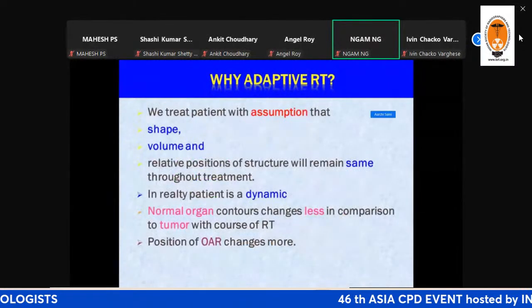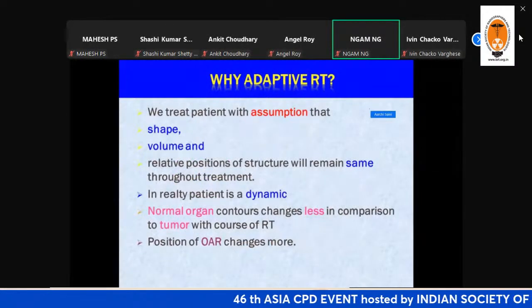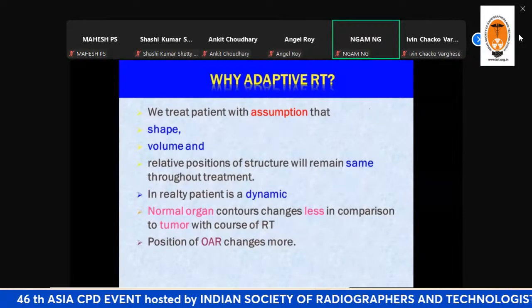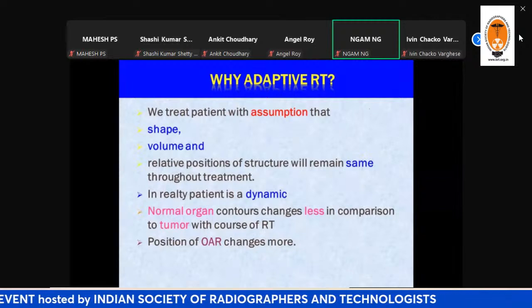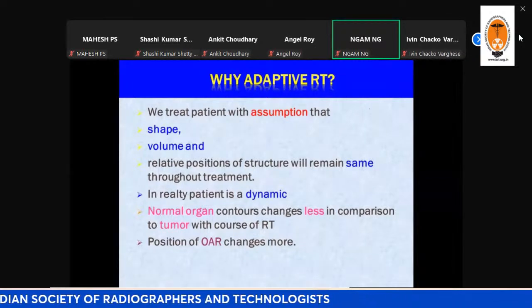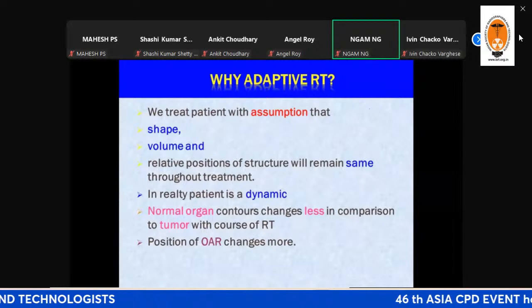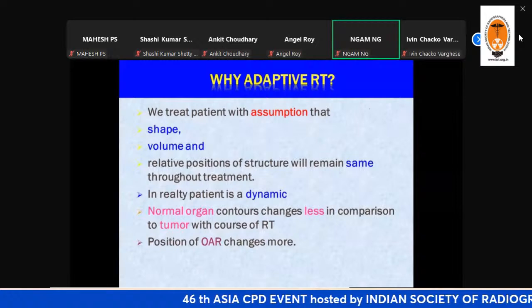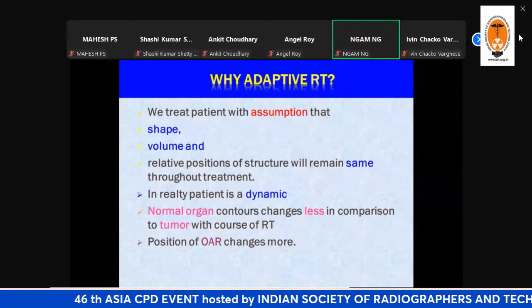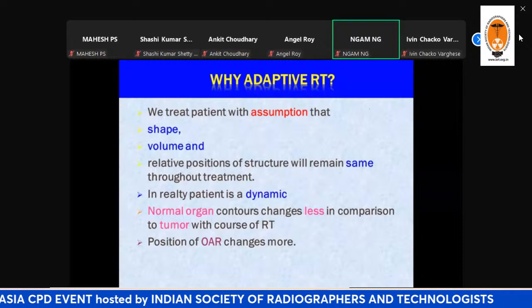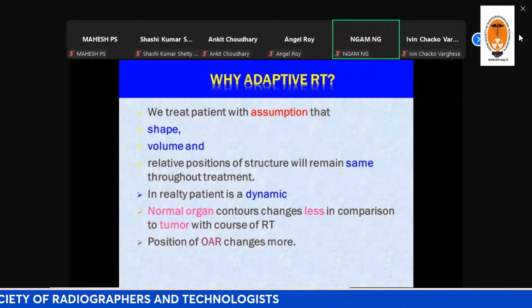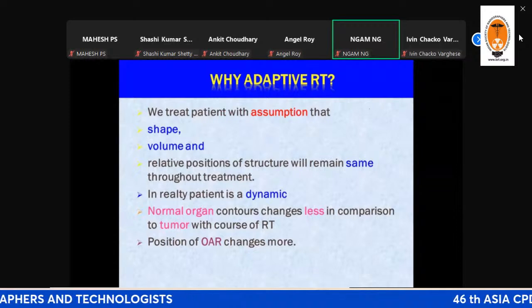So why do we need to go for adaptive radiotherapy? Actually, we treat patients with the assumption that the shape, volume, and relative position of structures will remain the same throughout the treatment, which we used to do back in the 90s, when imaging tools were not there. In reality, the patient is dynamic. A lot of changes could happen during the treatment course, as we discussed earlier. There could be tumor shrinkage, weight loss, or pleural effusion, and so many things could happen.